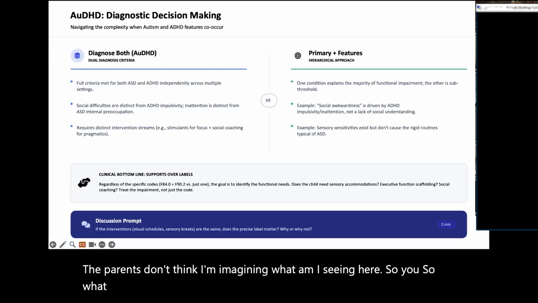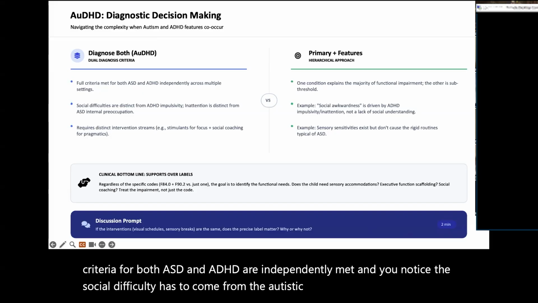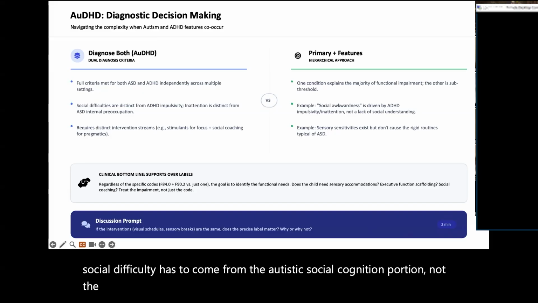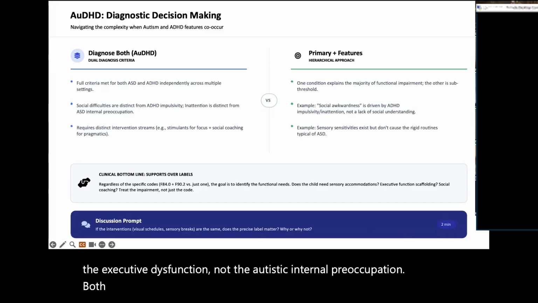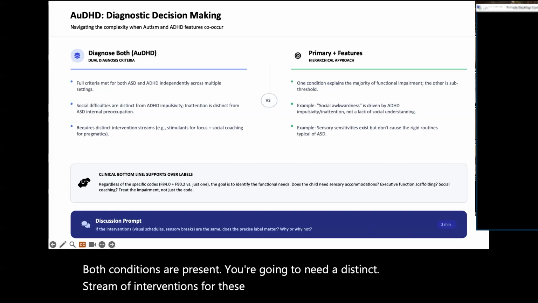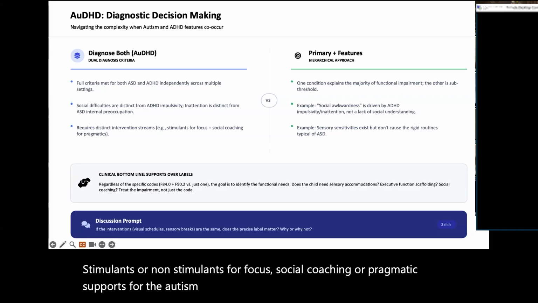So what happens is after you diagnose this autism with ADHD and the full criteria for both ASD and ADHD are independently met, and you notice the social difficulty has to come from the autistic social cognition portion, not the ADHD impulsivity. The inattention is going to come from the executive dysfunction, not the autistic internal preoccupation. Both conditions are present. You're going to need a distinct stream of interventions for these people. So stimulants or non-stimulants for focus, social coaching or pragmatic supports for the autism spectrum. One diagnosis is not accounting for all of these impairments.